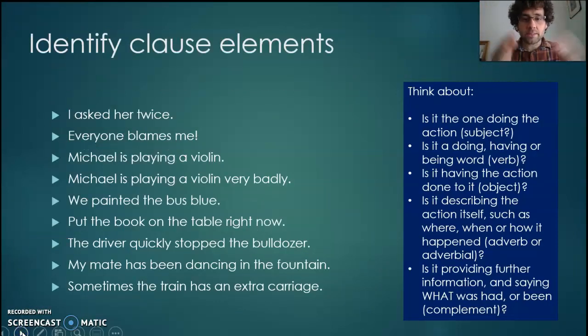Another way you might want to do it is look at, in each of those clauses, what are the different elements. You haven't always got all five of them. Okay, some of them have, but some of them have just got a mixture. But you might want to try and identify what's the subject, what's the verb, what's the object, what's the complement, what's the adverb. They won't all have them, okay? But if you use that box on the right, it might help you identify if they're the one doing the action, they're the subject. Is it your verb, your doing, having, or being word? Is it the thing being affected by the action? Is it a description of the action? Or is it providing further information by saying what was had, or what had been done, or what was felt? Okay, in which case it's the complement.